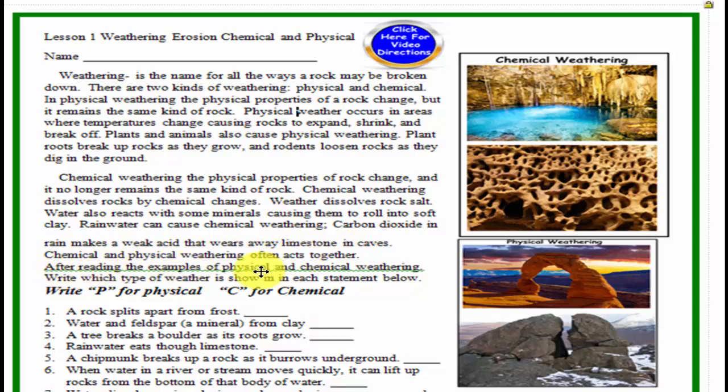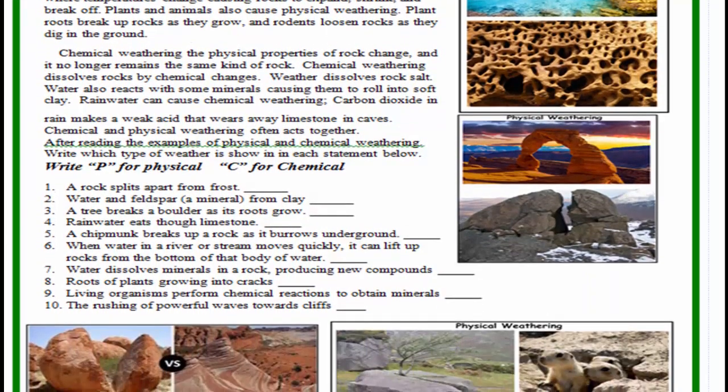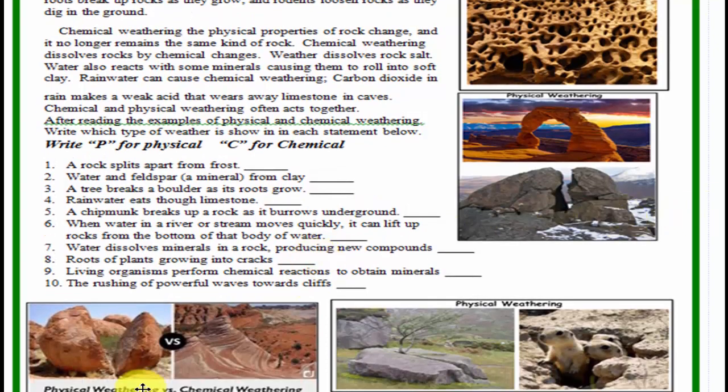After reading the examples of physical and chemical weathering above, which we just read to you, write which type of weathering is shown in each statement below. Now, I'm going to give you an example for the first one. Oh, before we do that, if you look down here, we have a comparison of physical and chemical weathering.